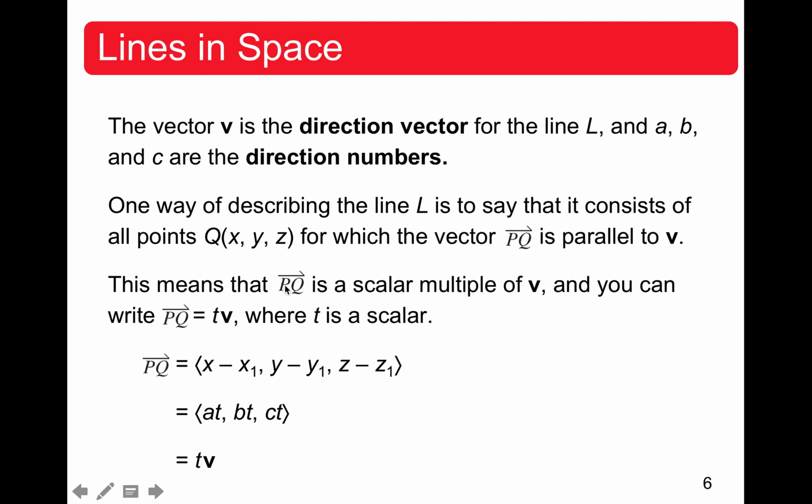So if we think about this, PQ is the line that we're trying to find the equation of. So PQ is formed by taking x minus x1, y minus y1, and z minus z1. Those are our 2 points P and Q. So vector PQ is going to be a scalar multiple of v. So v was a, b, and c. So we can take a scalar like t and multiply it by a, b, and c. So at, bt, and ct would represent t times vector v.